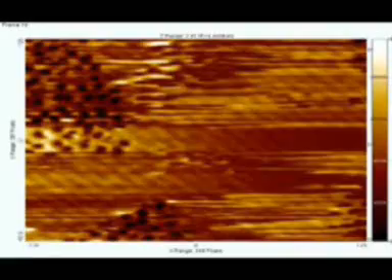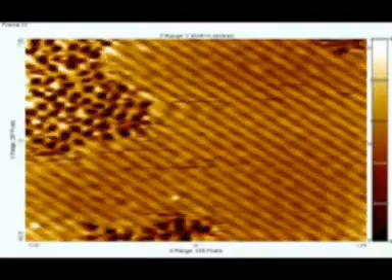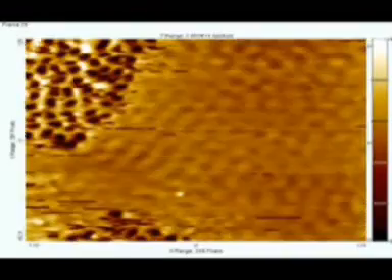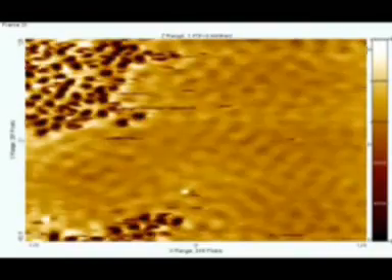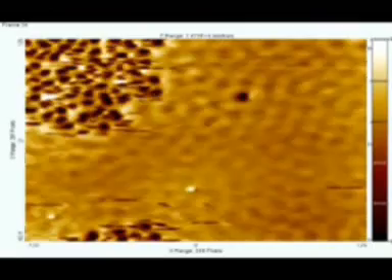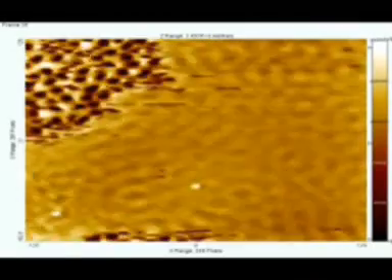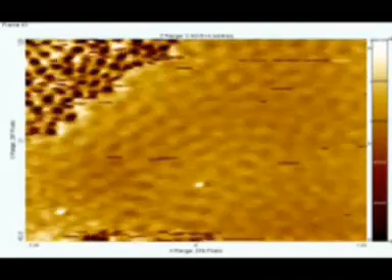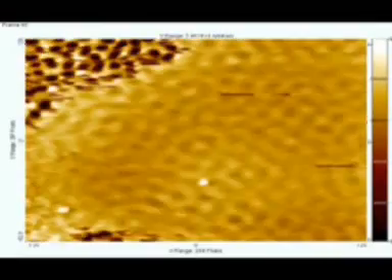These images were acquired at 7 Kelvin or minus 266 degrees Celsius. It is interesting to note that even at such low temperatures, the black hydrogen atoms still have enough energy to move around on the copper-palladium surface.